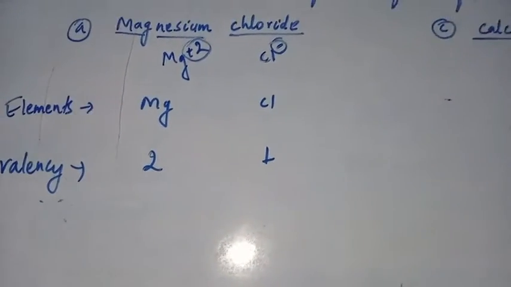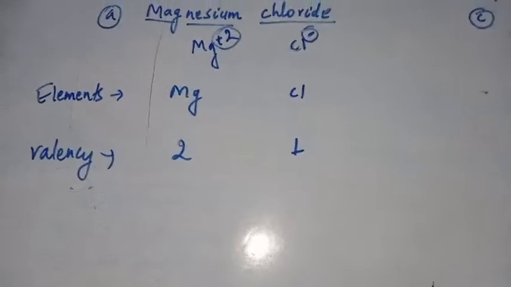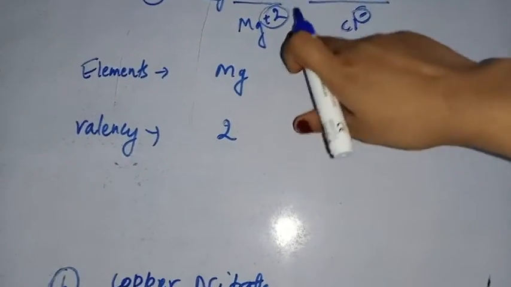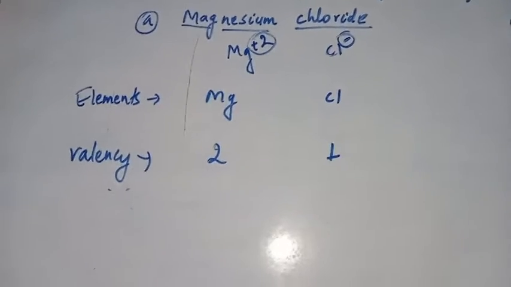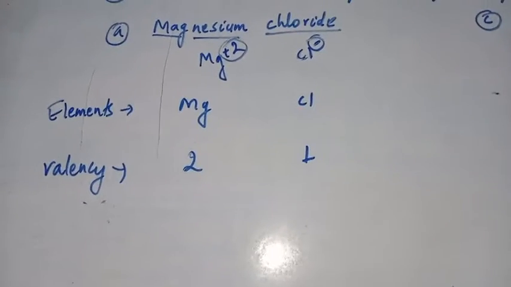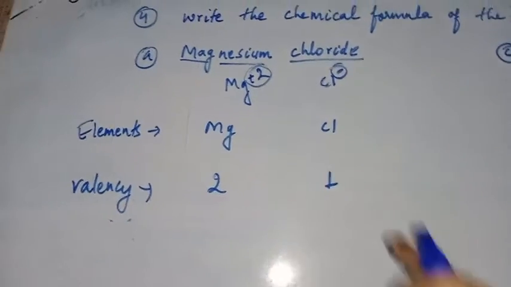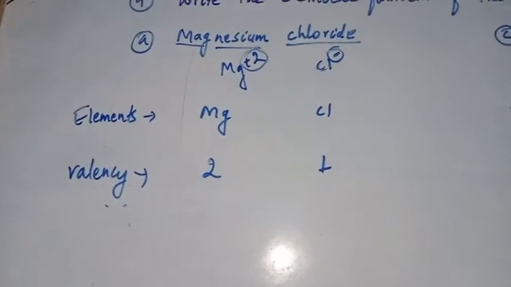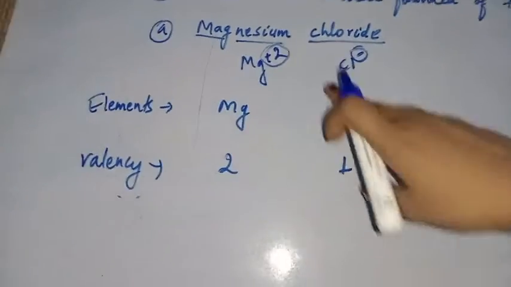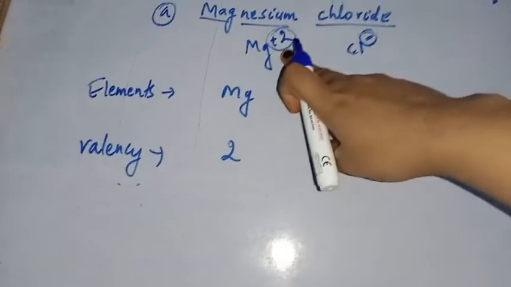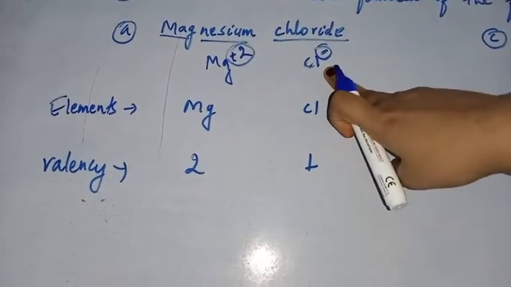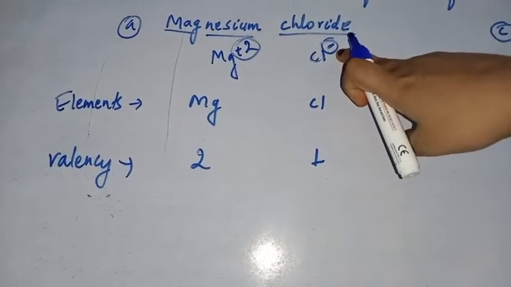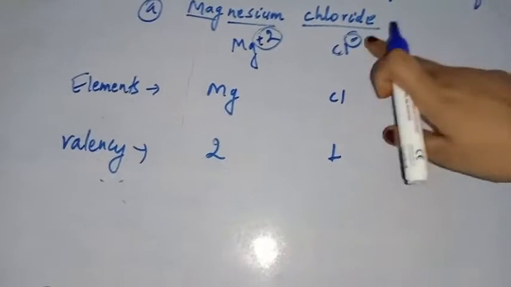As I told you, valency is the number of net charges acquired by any ion. So just the number we have to write. We should ignore the charges. Valency means number of the net charges acquired by any ion. So how many are there? There are 2 positive charges, so we will just write the number 2 here, and chloride ion has 1 negative charge only, so valency will be just the number 1.